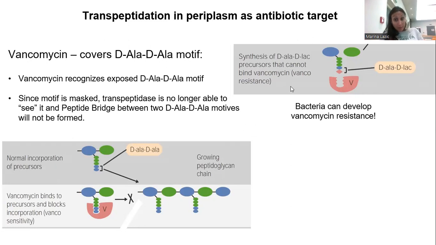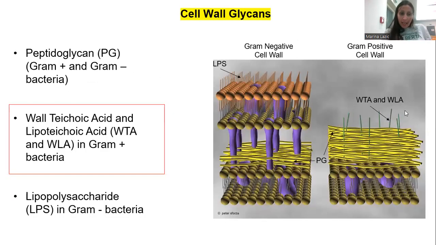Now, bacteria can develop vancomycin resistance. How? If bacteria have normal growth, they have the normal D-Ala-D-Ala motif, and vancomycin will bind to these precursors and block incorporation. So it's sensitive. But if some mutation happens, so that instead of D-Ala-D-Ala you have D-Ala-D-Lac, like here, then vancomycin won't be able to cover it. So this is all about peptidoglycan.